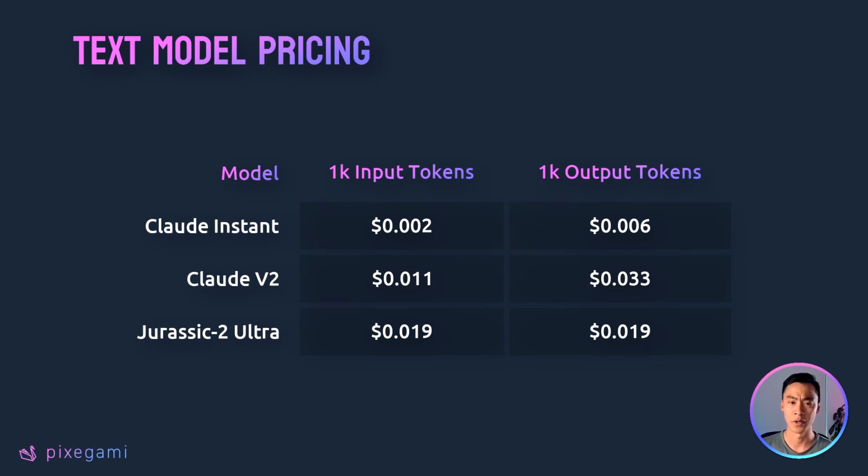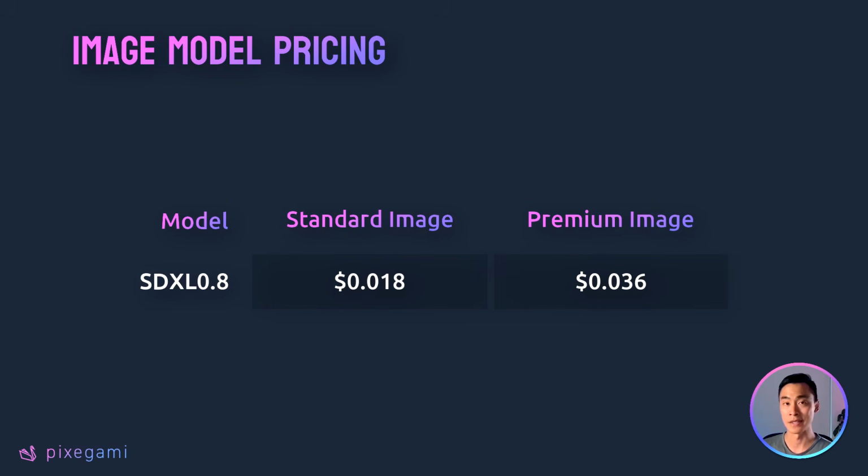So even though the Jurassic one is more expensive, for example, than the Claude Instant, I still actually prefer the Claude Instant model. So the pricing is not always a reliable indicator of the quality. You just have to try it out and see which models work best for you. For image generation, the pricing is a little different.